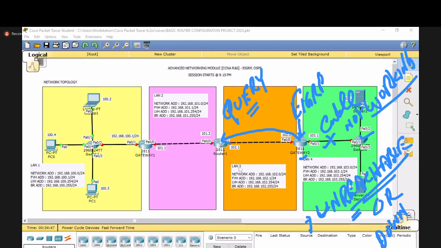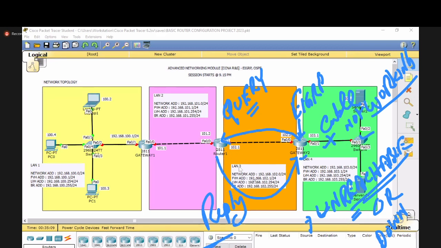So in this situation, router 1 will not give any reply. If router 1 knows any route, then only it will give the reply. If it doesn't know any route, it will not give the reply. So let's assume that router 1 knows a route to LAN 4. So it is giving the reply.